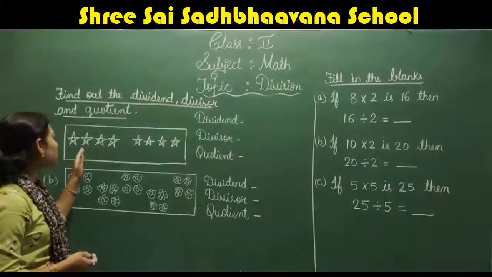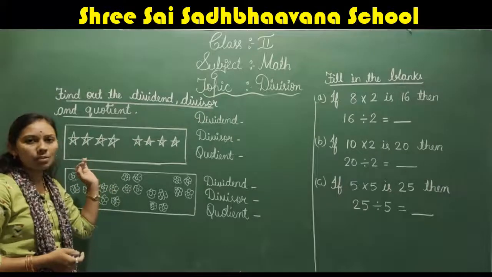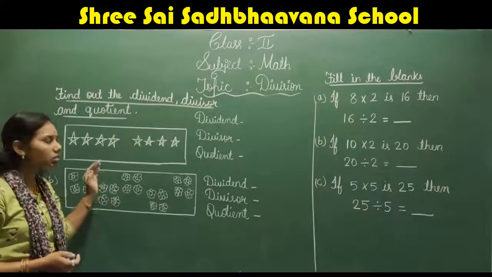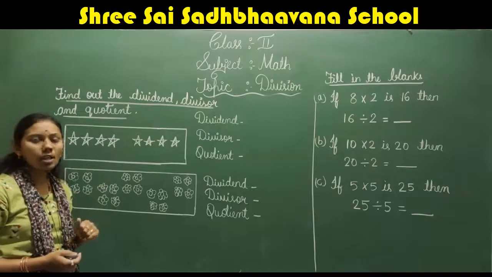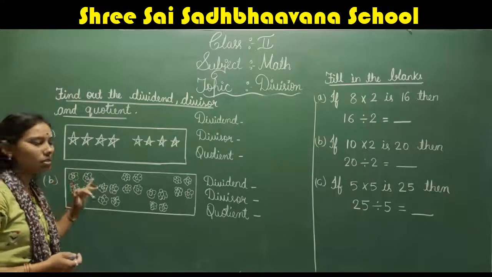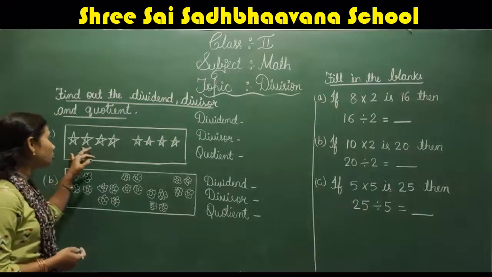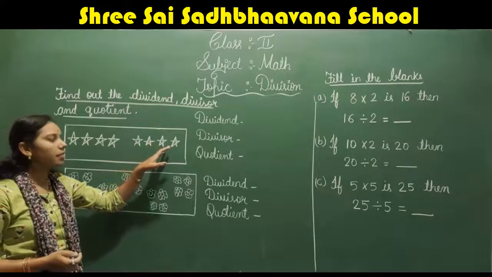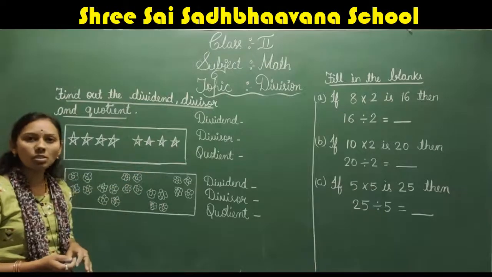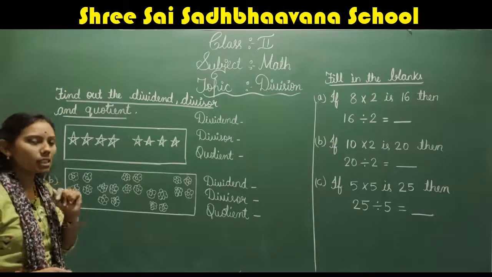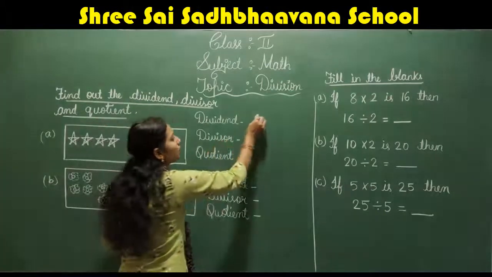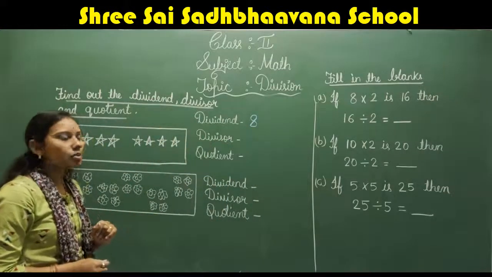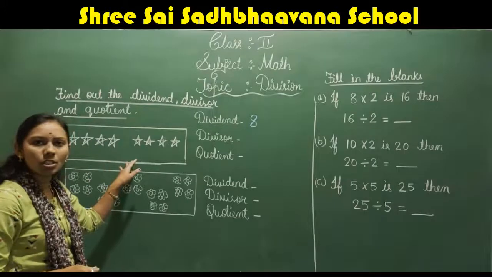Okay children, see here the total number of stars present. How many stars are present in this? That is the dividend. Let us count and see how many stars are there. 1, 2, 3, 4, 5, 6, 7, 8. How many stars are present here? 8 stars. So 8 is the dividend.